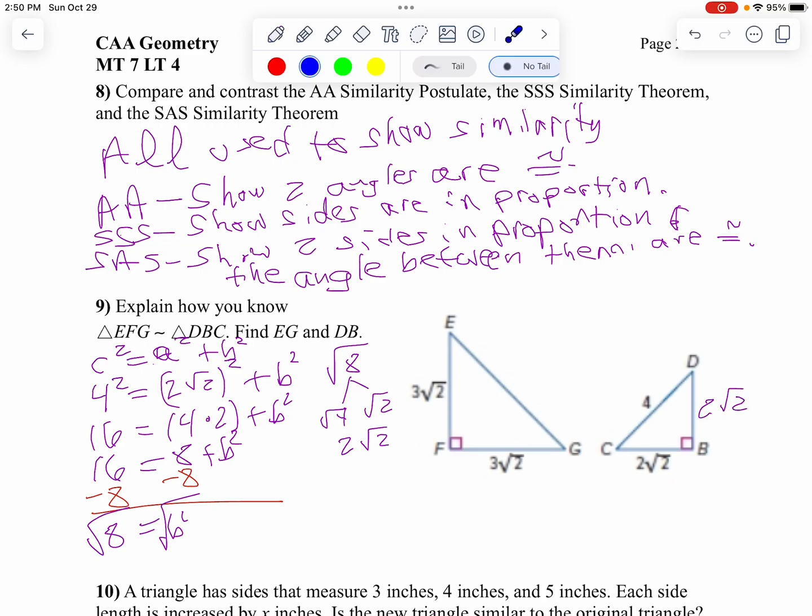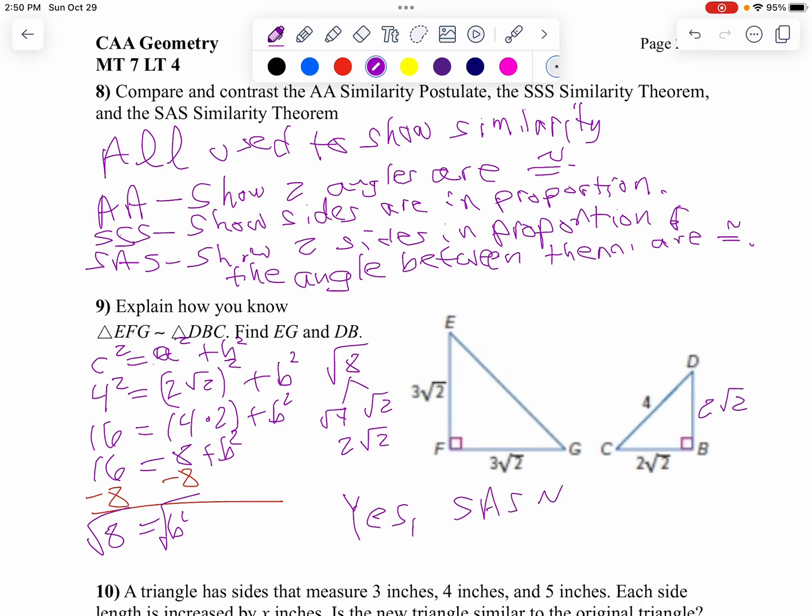Notice my legs of both triangles are in the same ratio. They're both isosceles, so they have to be in the same ratio. So are these two triangles similar? Yes. What's the reason? We did side, angle, side similarity.